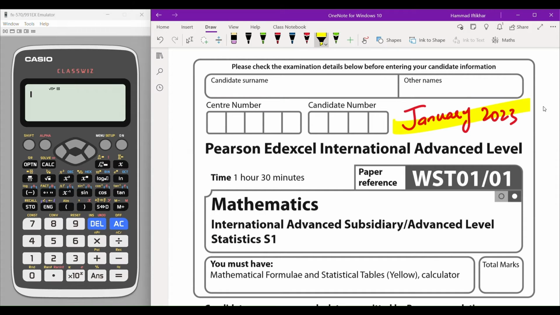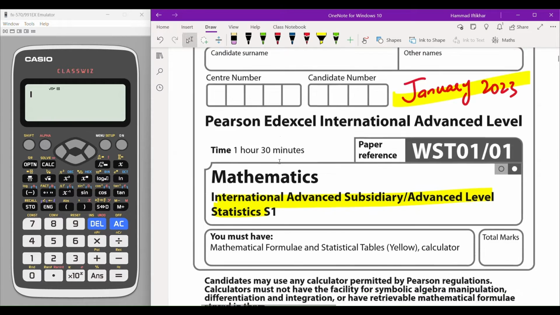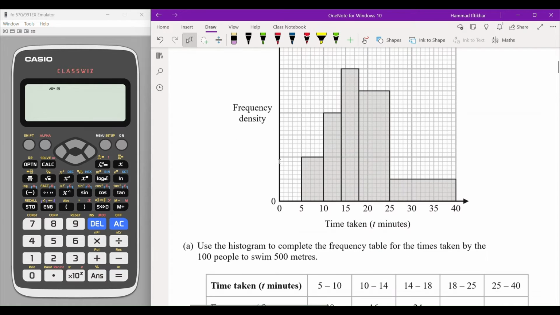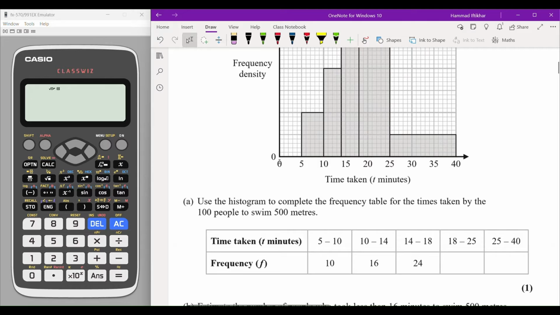So let's try the January 2023 paper for the maths Edexcel S1 paper. All right. So the histogram shows the time taken t minutes by each of the 100 people to swim 500 meters. Use the histogram to complete the frequency table for the times taken by 100 people to swim 500 meters.